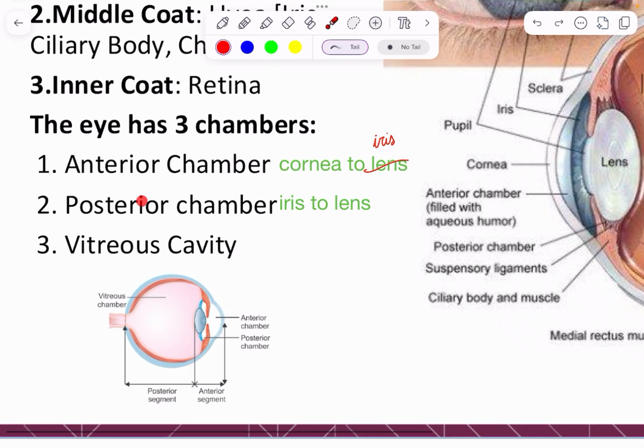عندنا the anterior chamber is going to be from the cornea to the iris وبعدين the posterior chamber is from the iris to the lens. طبعا all of this, the anterior and the posterior chamber is referred to as the anterior segment. ففرق بين segments chambers. برضو we have the vitreous cavity which makes up the posterior segment.